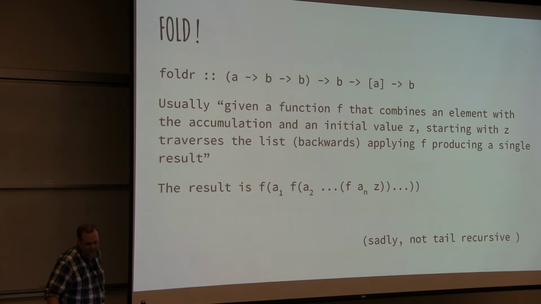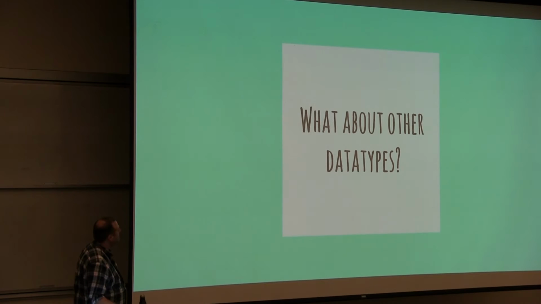As a side note, this is sadly not tail recursive, because after the recursion we want to apply the function, so we cannot do the optimization. Something to be aware of, but it doesn't matter for this talk. So this is foldr. But what about other data types?